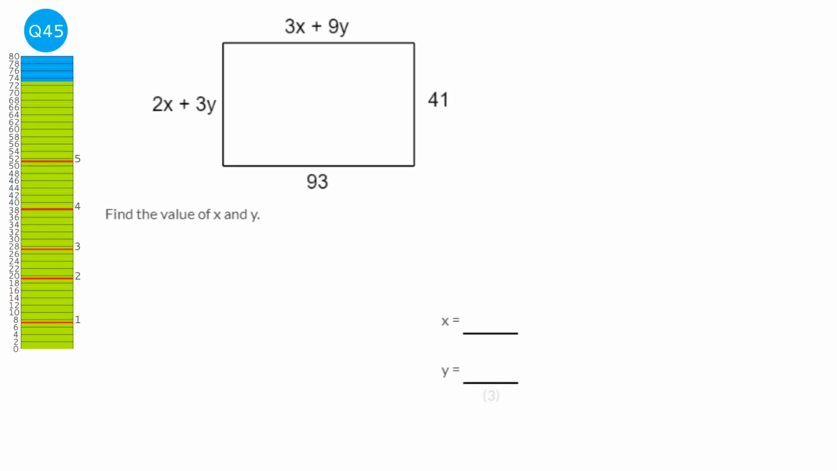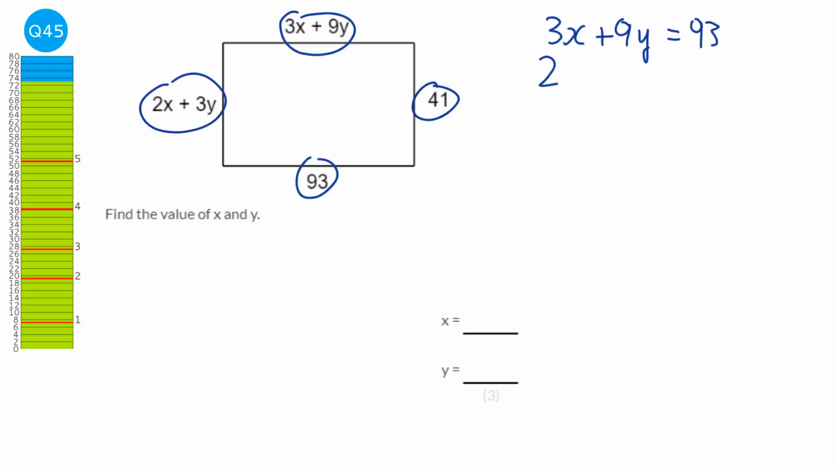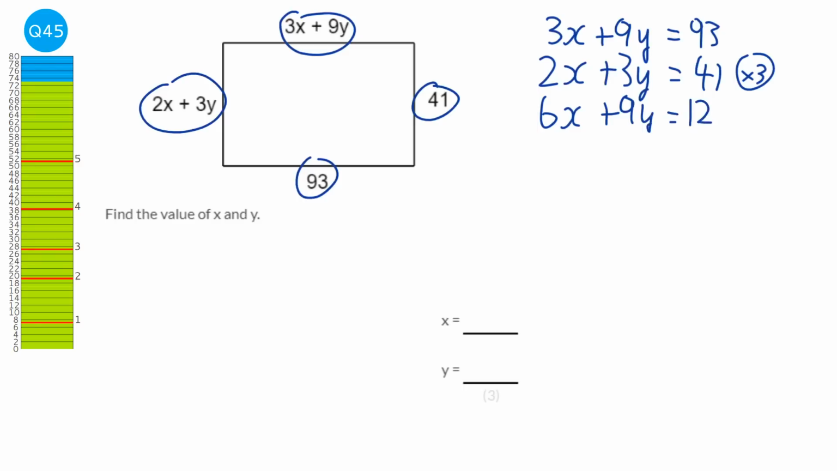Something we know about rectangles is opposite sides are equal. So these two will be equal. And these two will be equal. And you notice now that we've got simultaneous equations. So what I'm going to do is get the coefficient of the y the same. And I'm going to do that by multiplying everything in the second equation by 3. So we get 6x plus 9y equals 123.